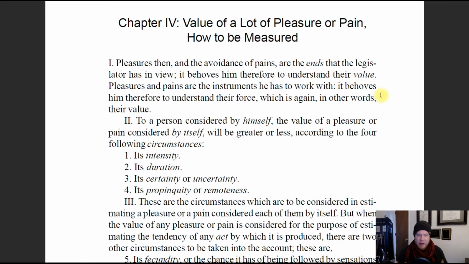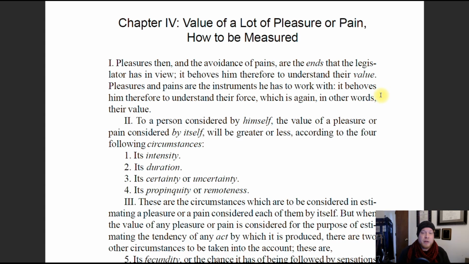Now, he also says there's a measured way to figure out exactly what good is for us. And it seems a bit complicated. It's a little bit later in the book. Let's take a look at that. In chapter 4 of the same work, he says, okay, how can we figure out how this is supposed to work? He says, pleasures then and the avoidance of pains are the ends, that's the purpose that the legislator has in view when we're coming up with what we're supposed to do.